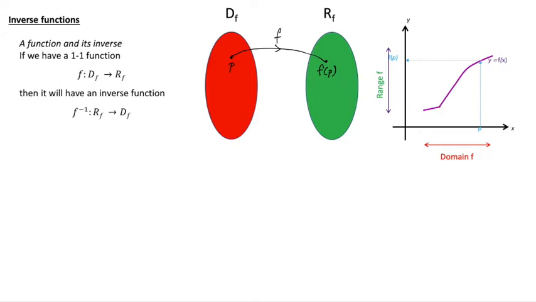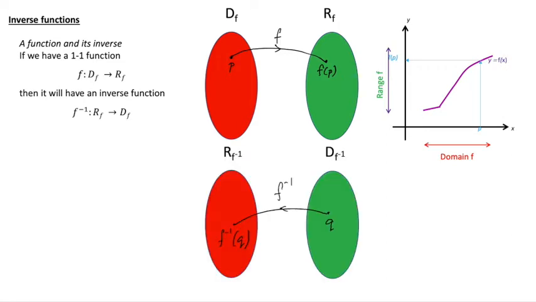Now, if we have a one-to-one function, then it will have an inverse function. And the inverse function will map from the range of f, which is the same as the domain of f to the minus 1, and it will map onto the range of f to the minus 1, which is identical to the domain of f. We show the mapping by putting f to the minus 1 and the arrow going from q to f to the minus 1 of q.